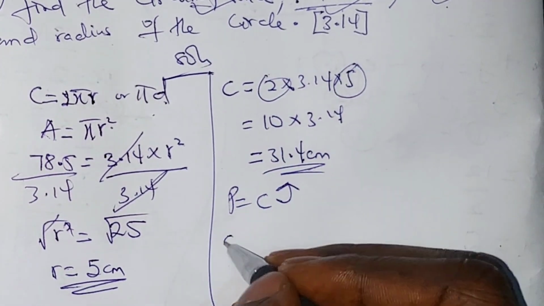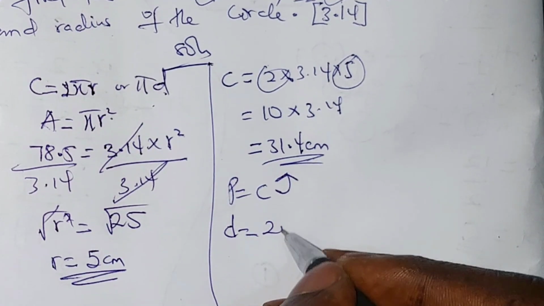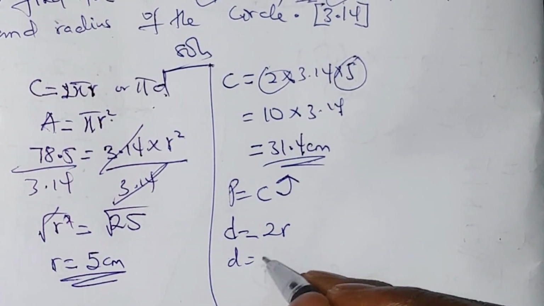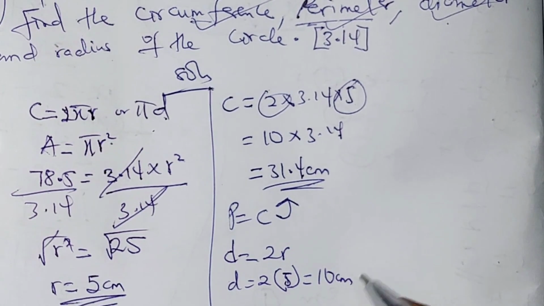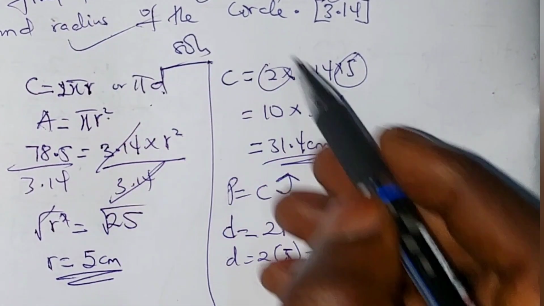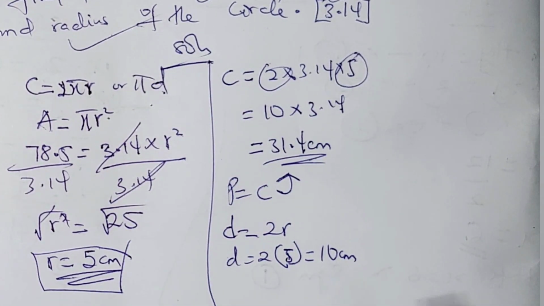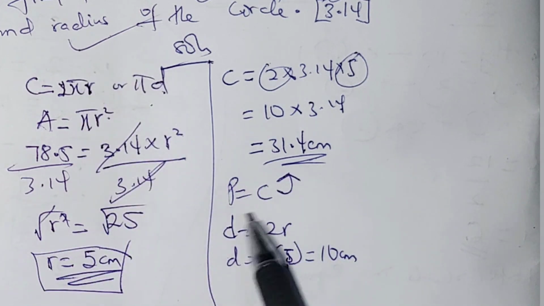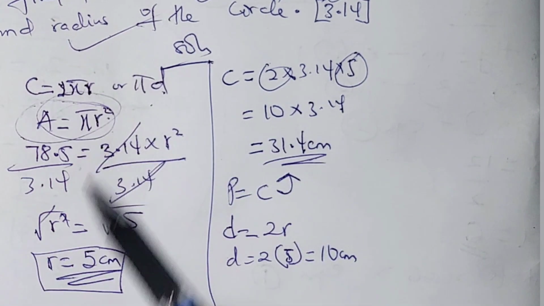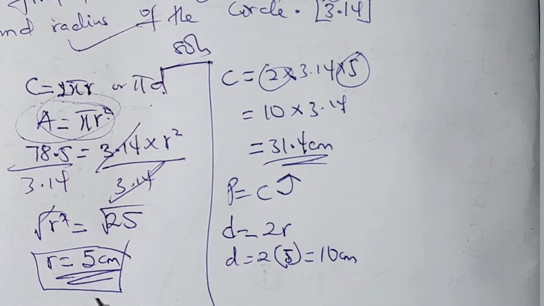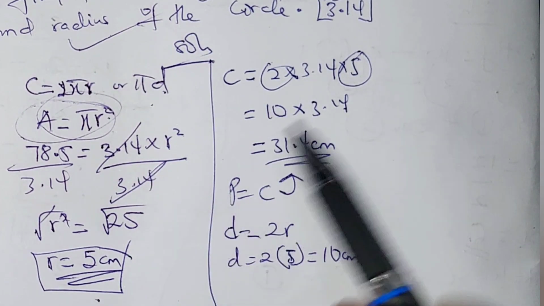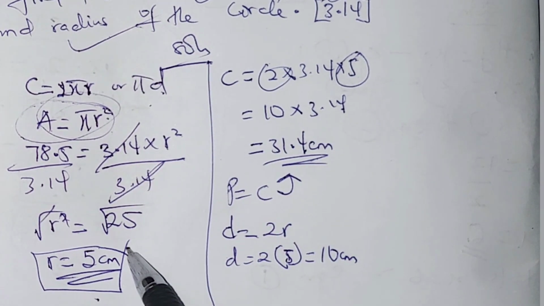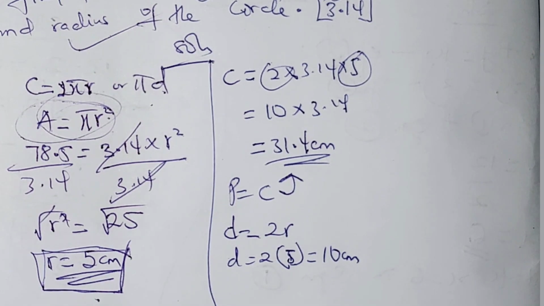Diameter is given by 2 times the radius, which is 5, and that should give me 10 centimeters. So that's also done. The radius was already solved for here. So before you can find the circumference, you need to use the area formula to find the radius. That's the only way. The radius must be the first thing you solve for.